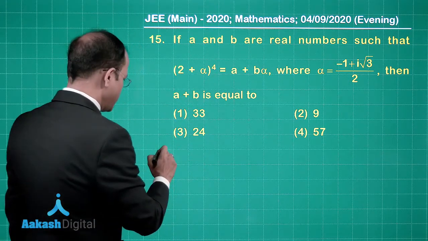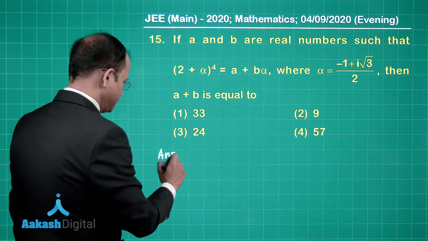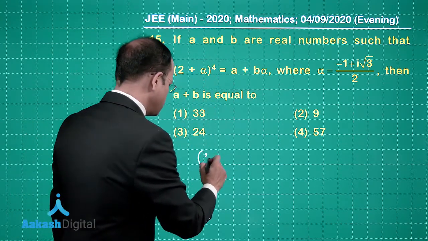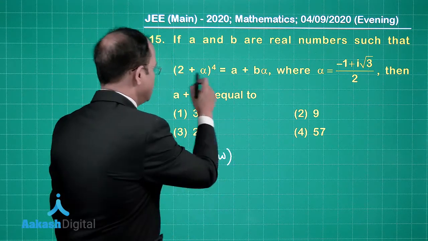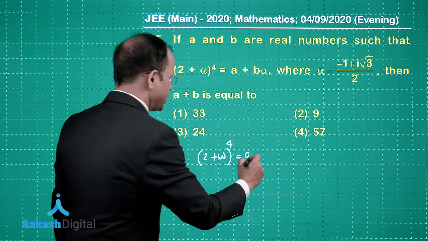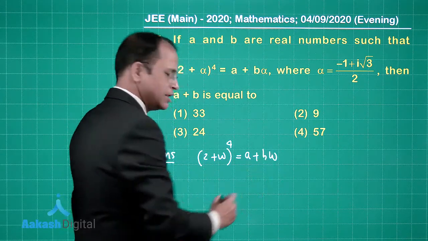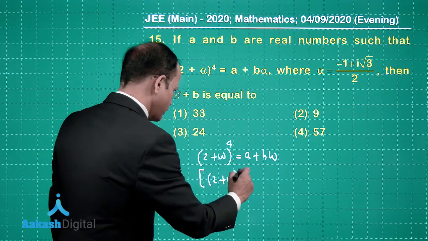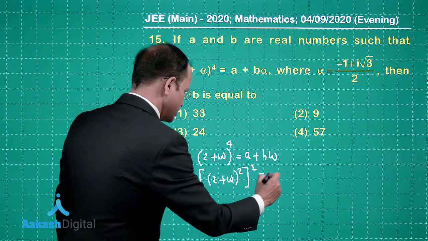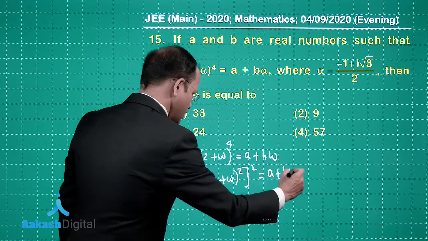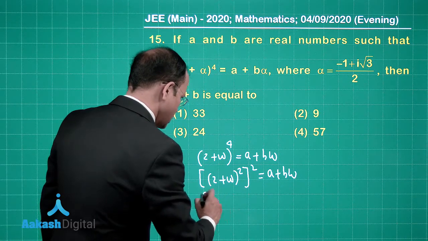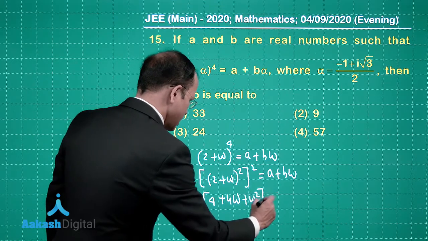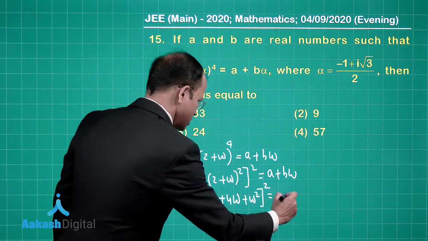So basically what we have is 2 plus alpha raised to the power 4. So we can just write 2 plus omega raised to the power 4, and this is coming out to be A plus B omega, right? So this 2 plus omega whole square we can write, and this is A plus B omega, right? And this is nothing but 4, and this is coming out to be 4 omega, and this is omega square, and this is whole square, and this is A plus B omega we can write.